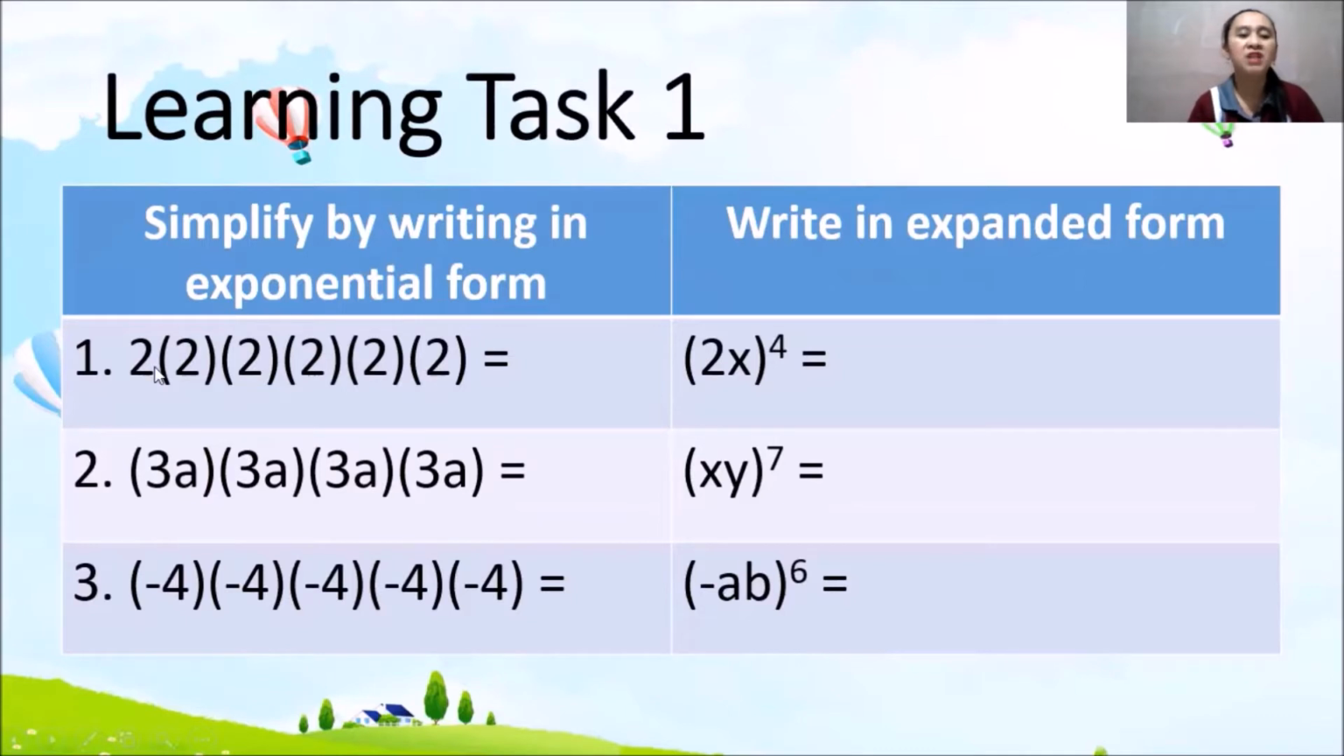So number 1, we have 2 times 2 times 2 times 2 times 2 times 2. How many times did we multiply by 2? 1, 2, 3, 4, 5, 6. So therefore, our exponential form is 2 raised to the exponent of 6.